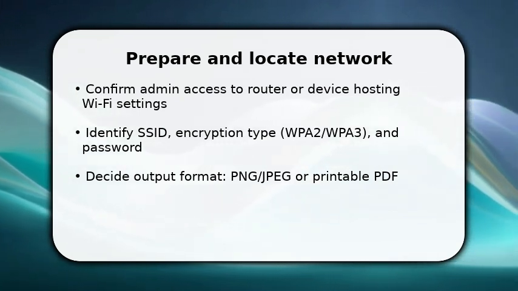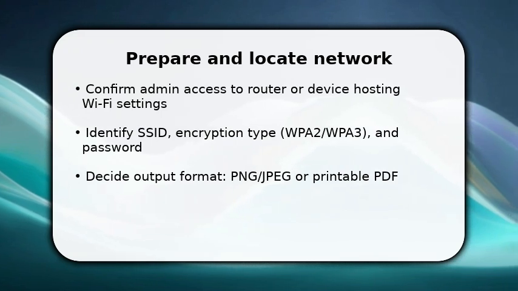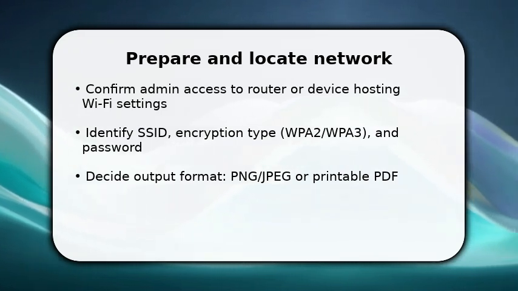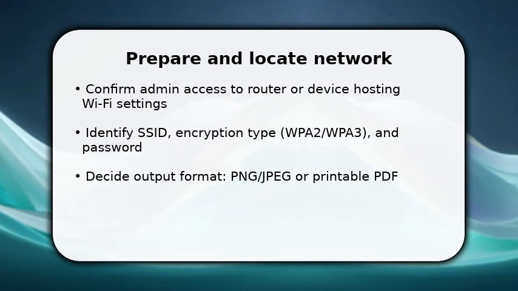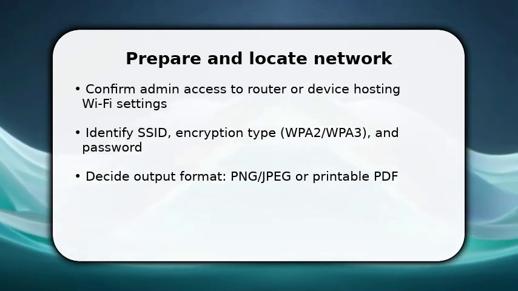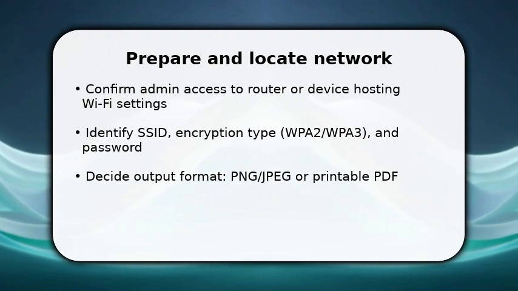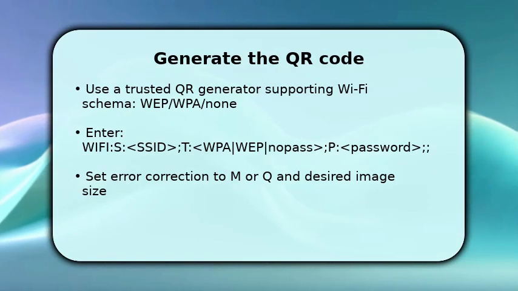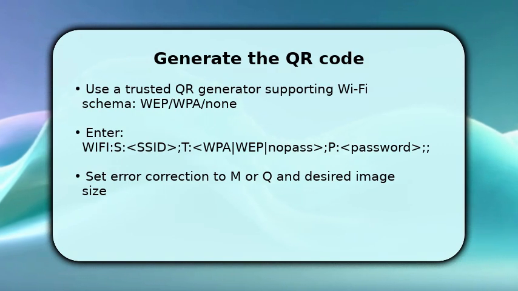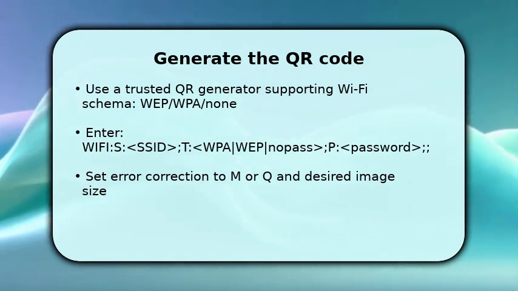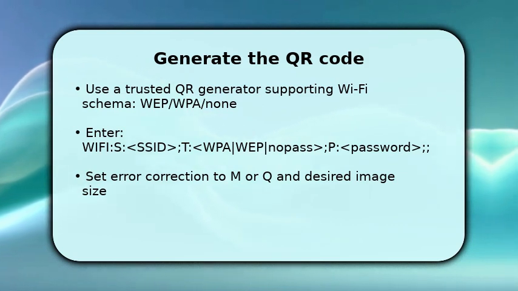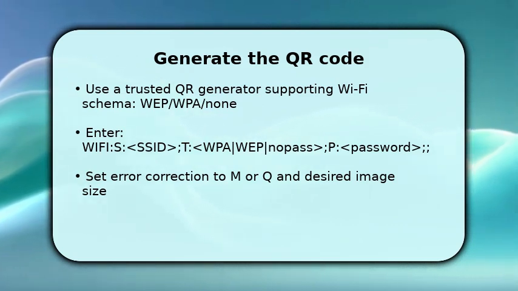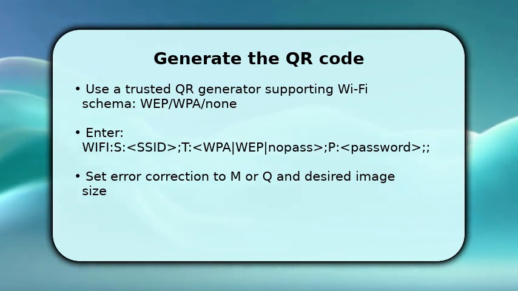Once done, decide whether you need a high-resolution PNG or a printable PDF. That determines the generation tool you'll use. Make sure the device used to create the code has correct time and locale settings. You now generate the QR using the Wi-Fi schema string: WIFI:S:SSID;T:WPA|WEP|nopass;P:password. Paste exact values into a reputable generator or local tool to avoid exposing credentials to unknown servers.